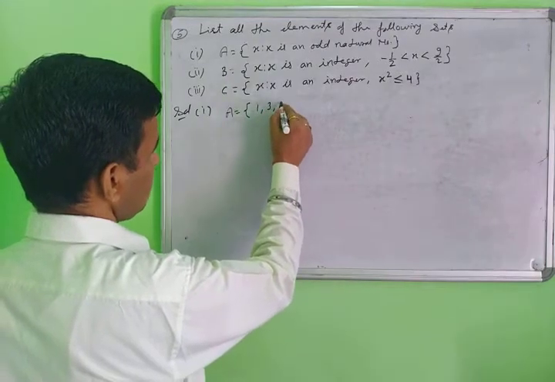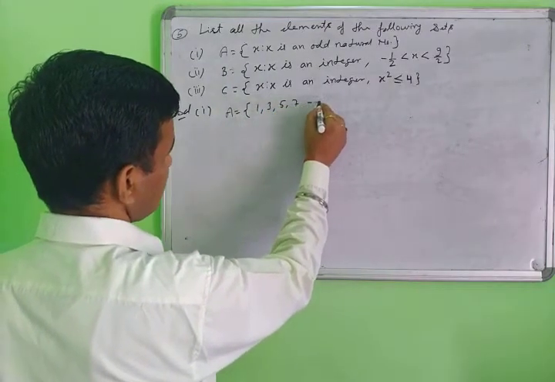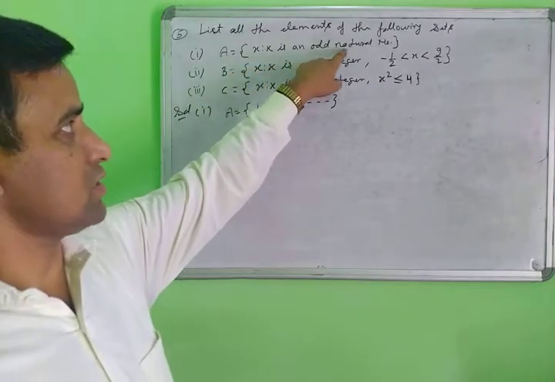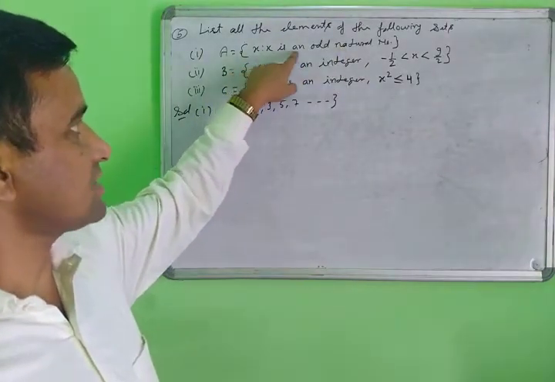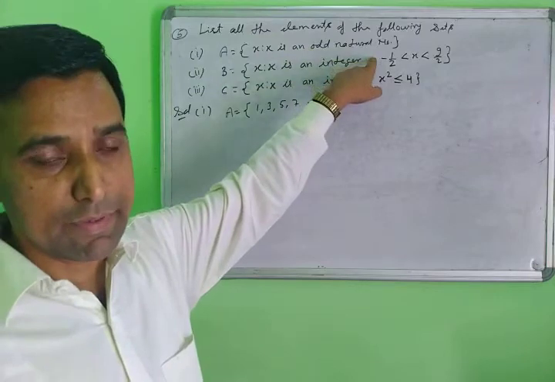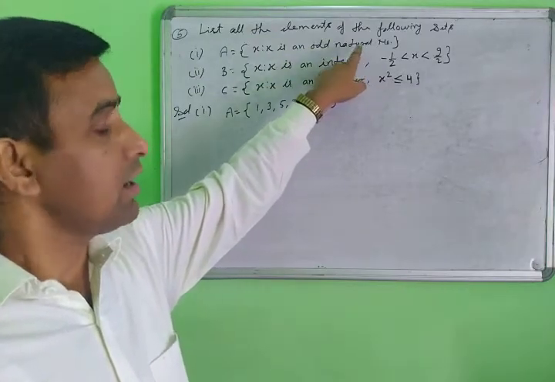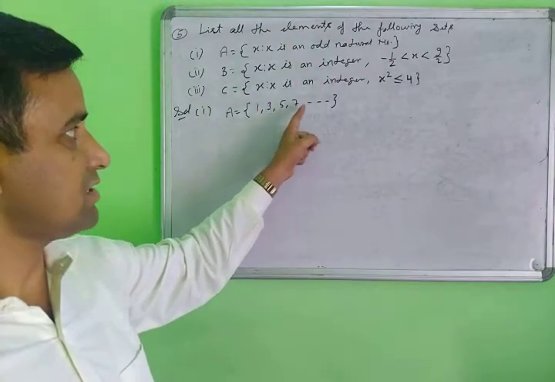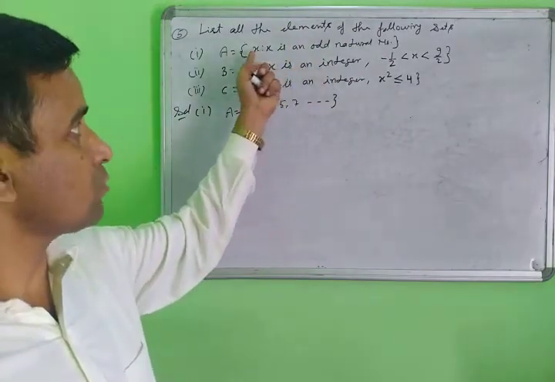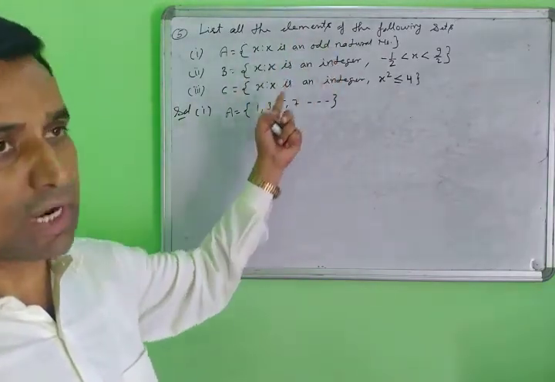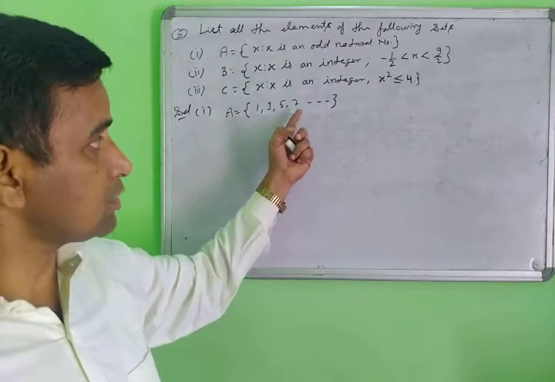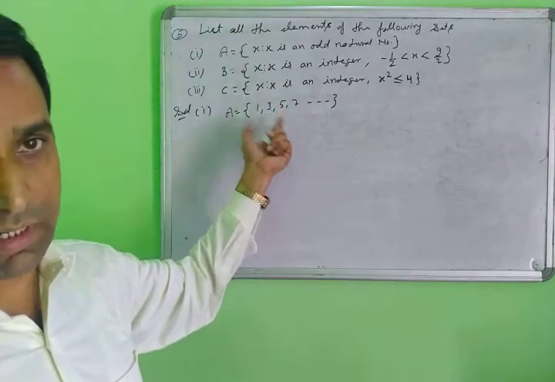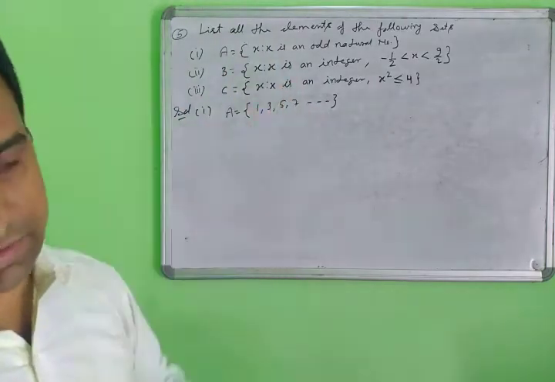1, 3, 5, 7 dash dash. Because here there is no limit in this question. X such that x is an odd natural number means no limit here of odd natural numbers. Then you will write here 1, 3, 5, 7 dash dash dash. Suppose the question has a limit, then you write the limit in the solution also. But if the question does not have a limit, then the solution does not have a limit. Then you write the dash dash dash.